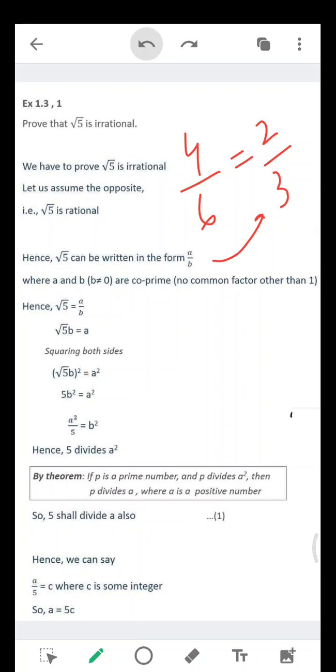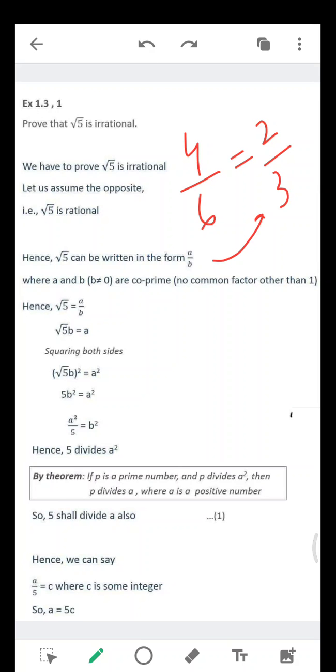Now this co-prime concept is very important here. Our whole theorem is based on this one line. So we assumed that root 5 is rational, so root 5 can be written in the form of a by b, where a and b are co-primes, meaning they do not have any common factor other than 1.